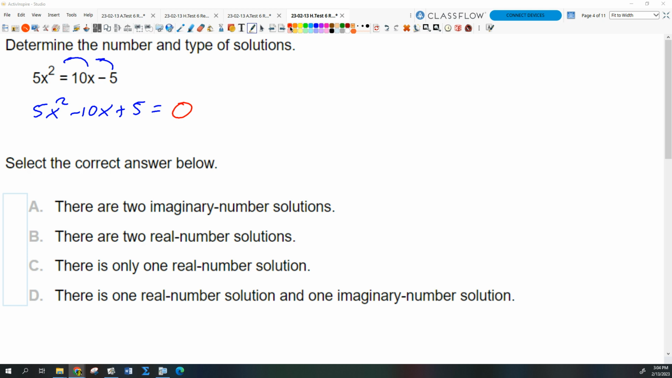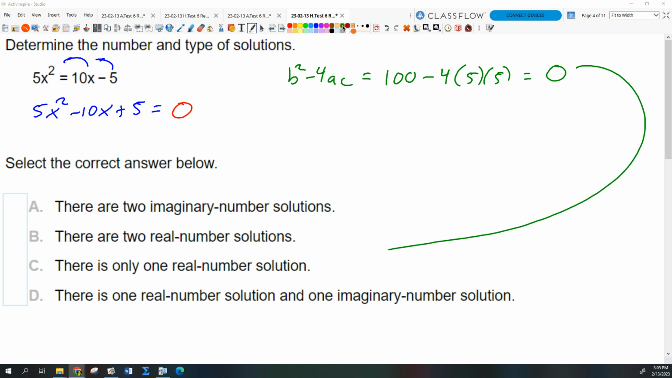So I'm just going to play the same game. The discriminant in this case is equal to what? 100 minus 4 times 25. I already did the 5 by 5, sorry. No, you're good. So that gives me 100 minus 100, doesn't it? So if the discriminant's 0, what's that tell me? Okay. One real number solution. Good. Easy, right? Okay, good.